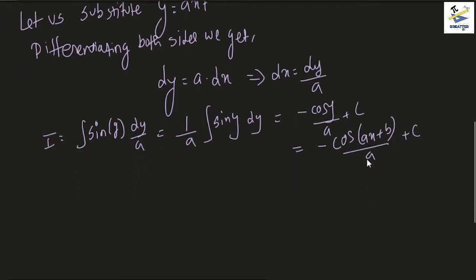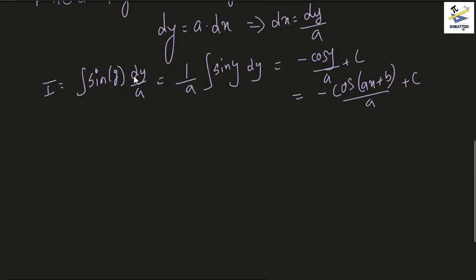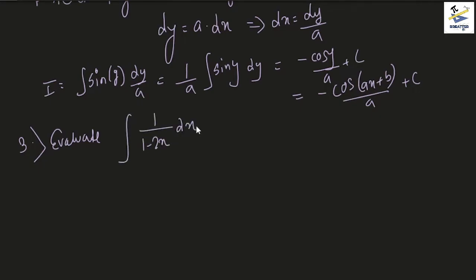So as you see, this kind of integrals can be solved by using simple substitutions, but obviously there are harder ones. So let us try to find out another integral. Evaluate the integral of 1 by 1 minus 2x dx. Now, what does this resemble?